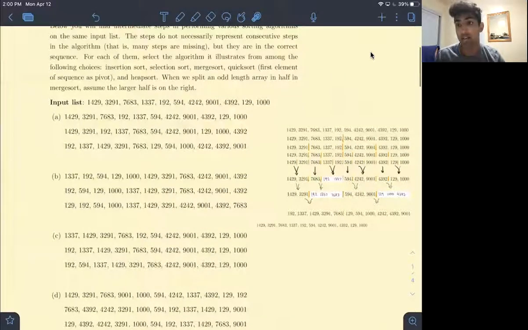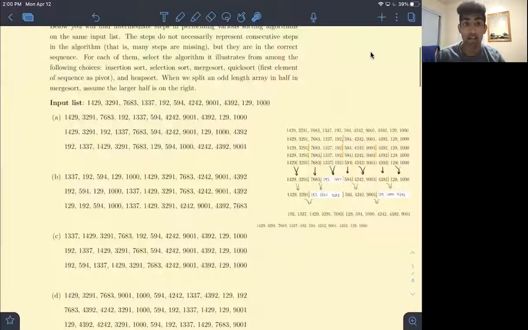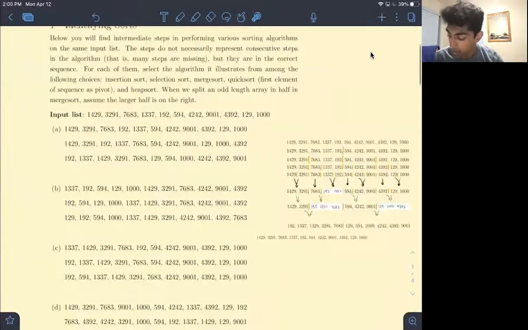And before watching this video, I recommend two things. First, make sure you all have watched the necessary lectures on these basic sorting algorithms. Because if you don't know the algorithms, it's going to be pretty hard to identify which one is which. And the second thing I recommend is before you watch this solution walkthrough, make sure you've given this problem an honest try. So with all of that in mind, let's look at part A.